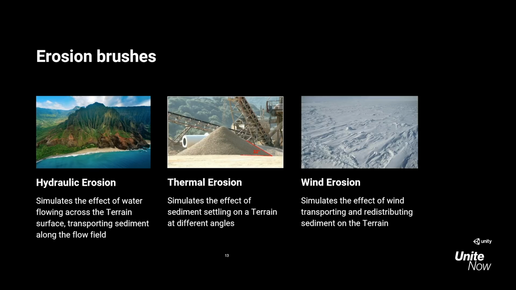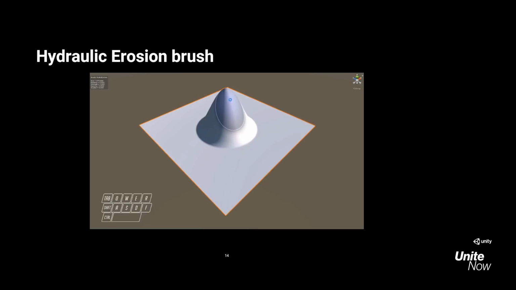Let's see some of these erosion brushes running inside Unity. Here we're using the hydraulic erosion brush on a quite noisy terrain surface. This simulation depends on height resolution of terrain. So for highly detailed erosion features and the best results, we recommend using a terrain height map resolution of 1025, I believe, or greater, which can be set in the terrain settings.